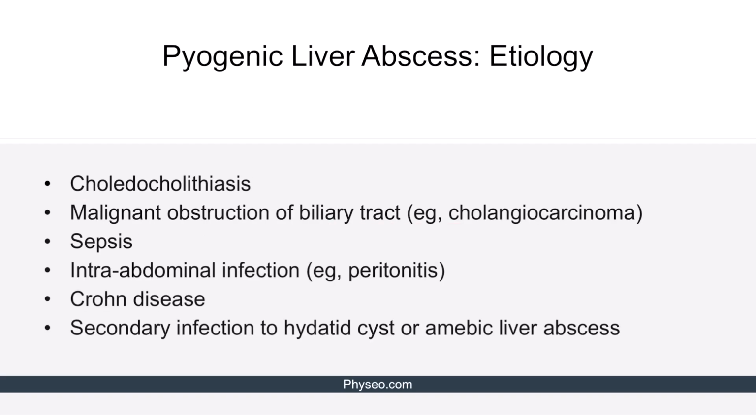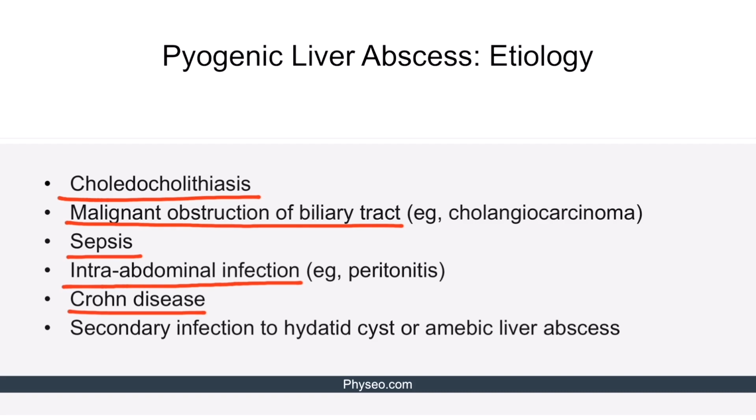Most common are those related to the biliary tract as a primary source, for example, choledocholithiasis and cholangiocarcinoma that obstruct the biliary tract and predispose to inflammation and infection. The source of infection may be the hepatic artery, like in the setting of sepsis and bacteremia. Other conditions that may lead to liver abscess are intra-abdominal infections such as peritonitis, as well as Crohn's disease. Lastly, the abscess can develop as a secondary bacterial infection to hydatid cyst or amoebic liver abscess.